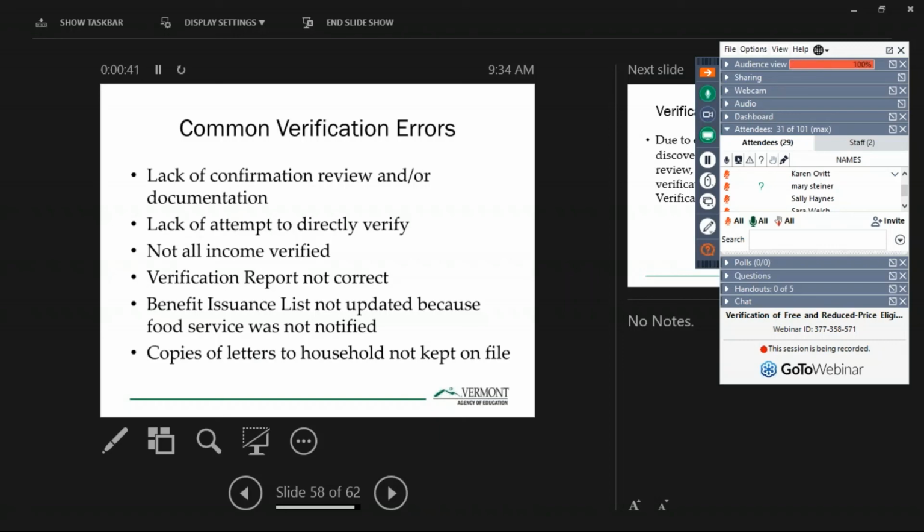And then you're not keeping copies of the letters you sent to the household on file. Like all of our child nutrition materials, you need to be keeping all documents on file for 3 years plus the current year.